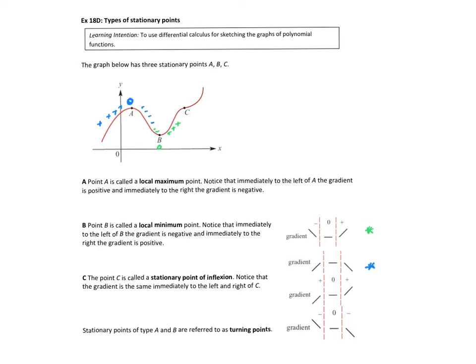At point C, what's happening around that one? Well, again, it's positive, 0, and then positive again, because that's what happens with a point of inflection. We could easily have had a negative before the 0 and then negative again, but that would still be a point of inflection. So how does this help us in terms of sketching graphs?